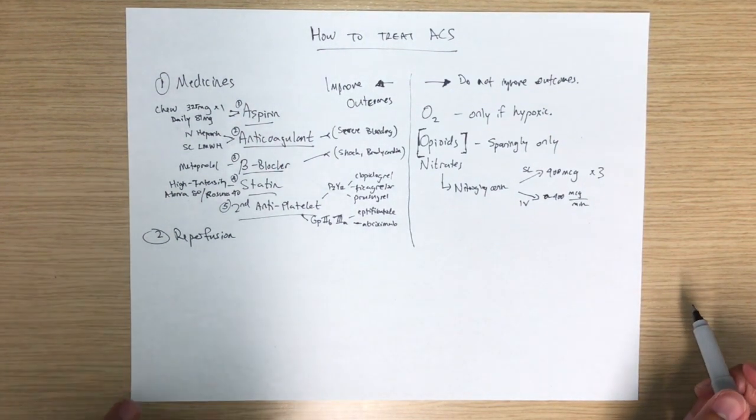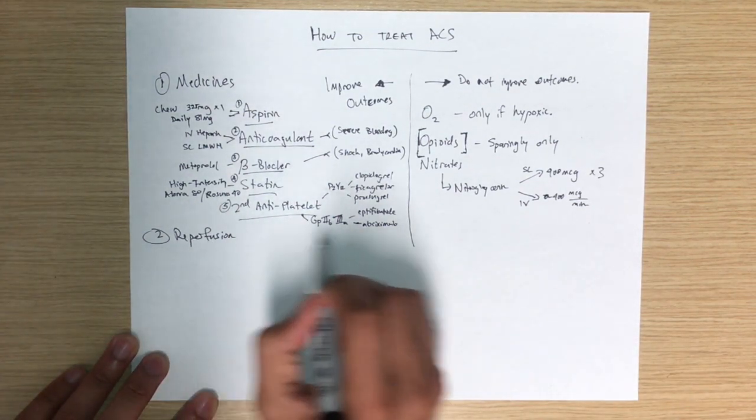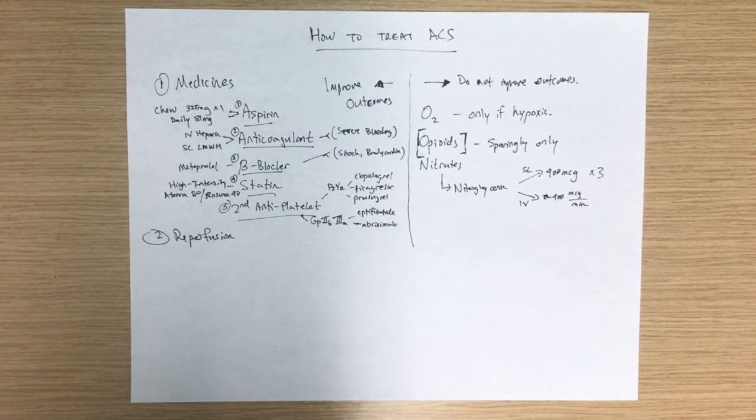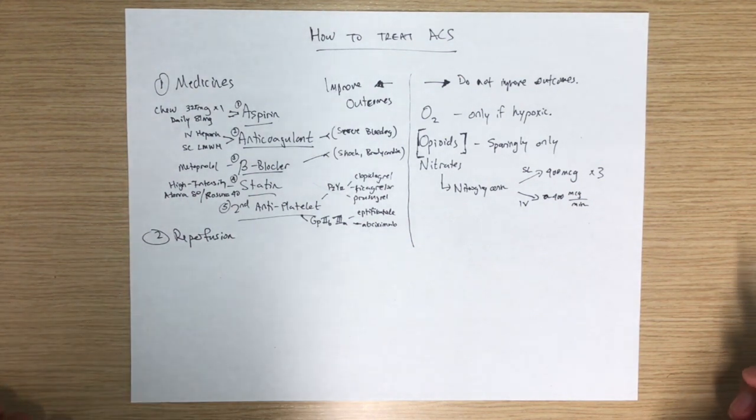One other point to make about the second antiplatelet agent is that sometimes we'll hold off on giving these agents until we know a patient is or is not going for bypass surgery. That's a slightly more complicated topic that we can talk about in a separate video. So once you've given your medicines to treat people for ACS, the second issue to treat them is reperfusion.